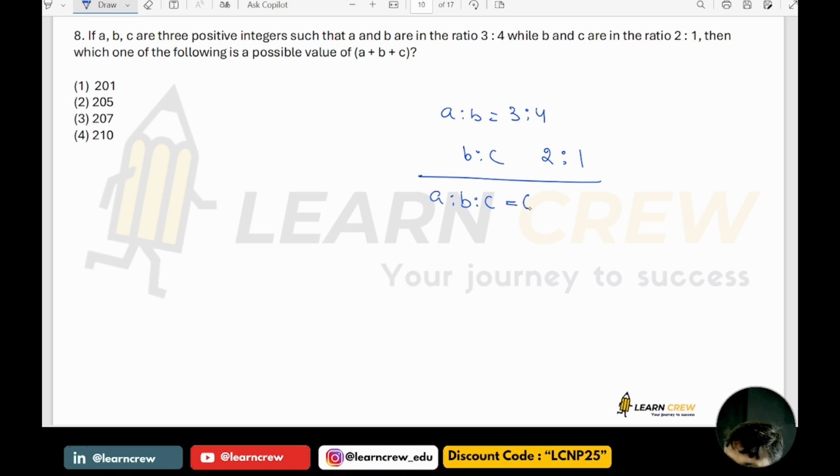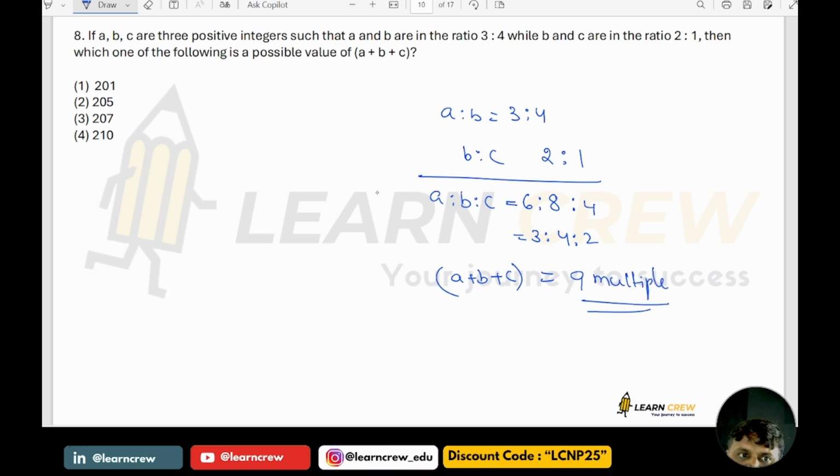3 2s are 6, 2 4s are 8, 1 4s are 4. It is nothing but 3 is to 4 is to 2. A is to B is to C is 3 is to 4 is to 2. Then which of the following is a possible value of A plus B plus C? So you need to find out A plus B plus C. If A is 3 parts, B is 4 parts, C is 2 parts, A plus B plus C is 9 parts. So it must be a 9 multiple.